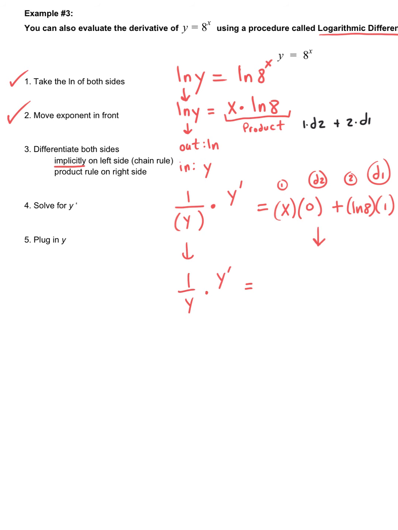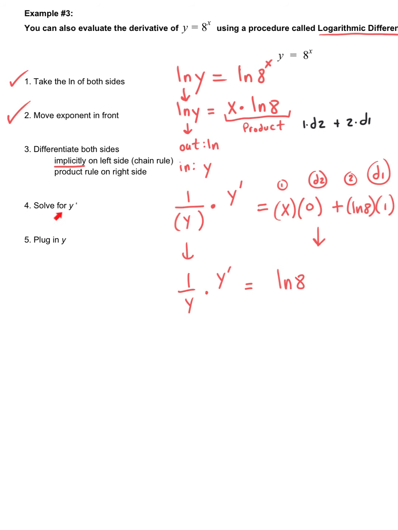Okay, on the left, we bring that down, but I can simplify this. This just goes to ln 8. This gets wiped out. This is ln 8. So the right-hand side simplifies to ln 8. Okay, now our goal is to get y prime by itself.